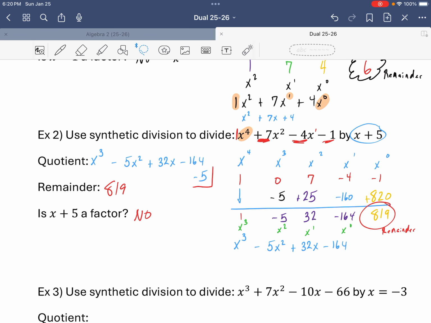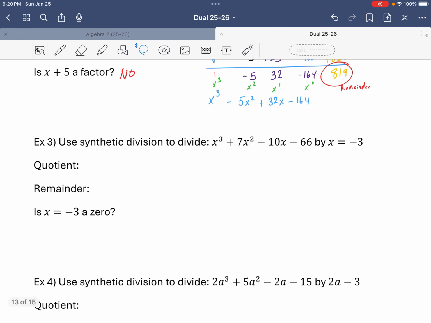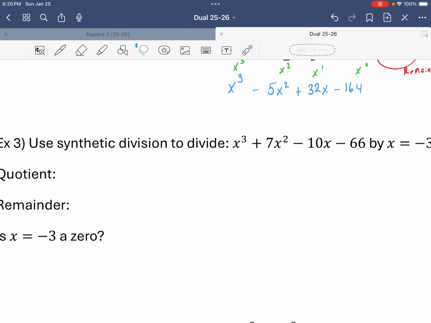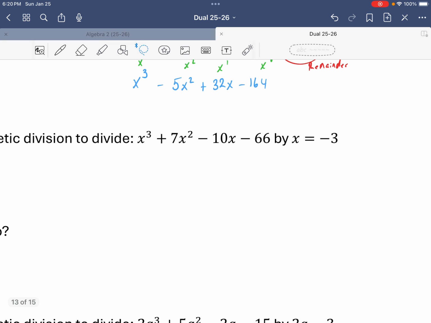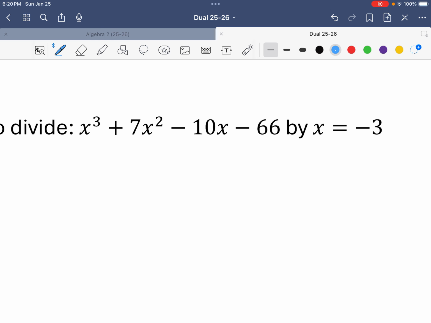Now example 3. Use synthetic division to divide x cubed plus 7x squared minus 10x minus 66 by x equals negative 3. All right, so highest power is x to the 3rd power. So that means I should have an x to the 3rd power. That means I should have an x squared. I should have an x1, and I should have an x0.